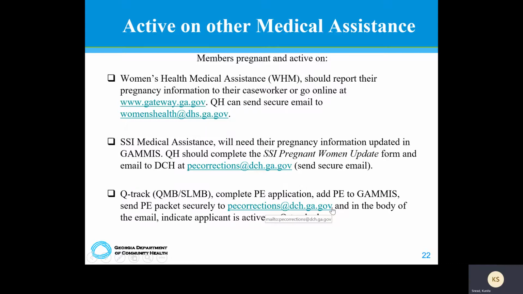So let's review. For Planning for Healthy Babies, you will do a PE application on them. So you're going to go through the PE process. Once they have been deemed eligible, you will add the PE to gametes. And then later on, we're going to look at in just a moment how to complete an update form, because you're going to have to complete an update form to let DCH know that we need to terminate that Planning for Healthy Babies case.